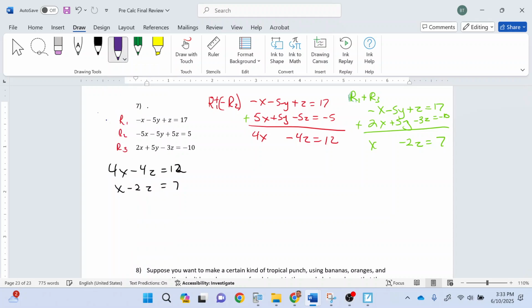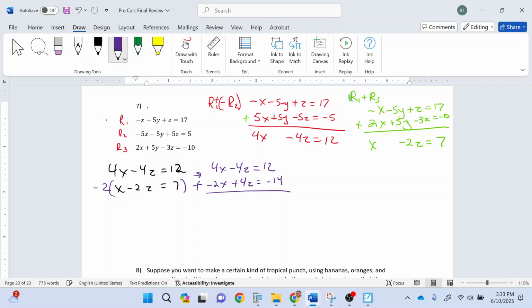x or z. In this case, I'm going to multiply the bottom by negative 2 so I could get rid of the z's. So it's going to be 4x minus 4z equals 12, and negative 2x plus 4z equals negative 14. A lot of people forget to multiply that end part. So I'm going to subtract or add down.